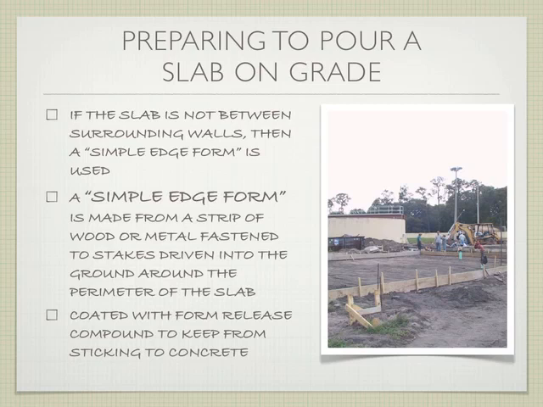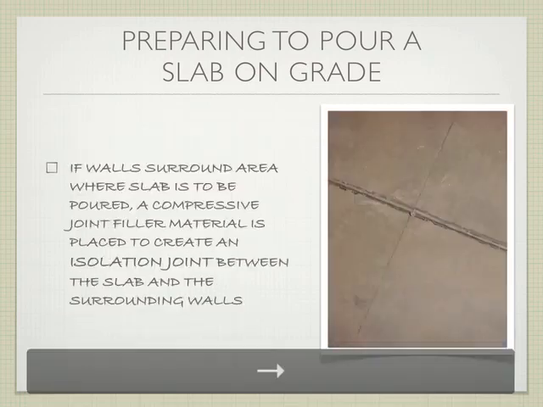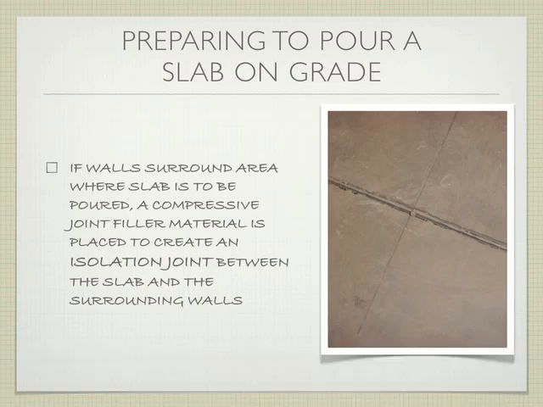And so inside of this simple edge form, they'll put that crushed stone as their capillary break, and then they'll move on from there, okay? If, however, you already have existing walls and you're going to pour a slab inside, so say you had a warehouse or something like that, you might be doing a method where you built the walls first and you're going to then pour a slab inside.